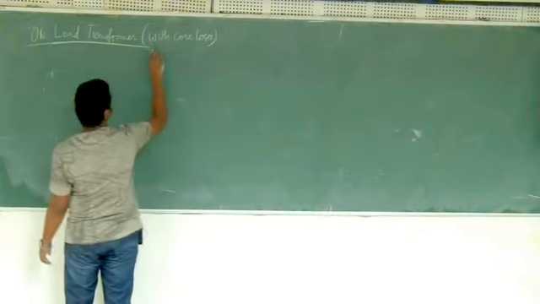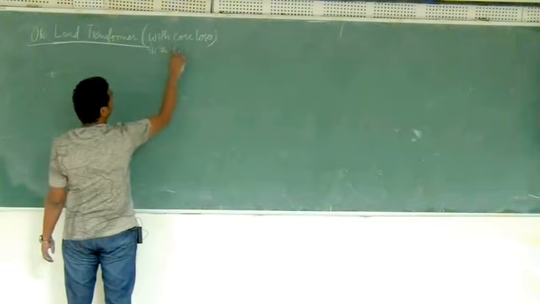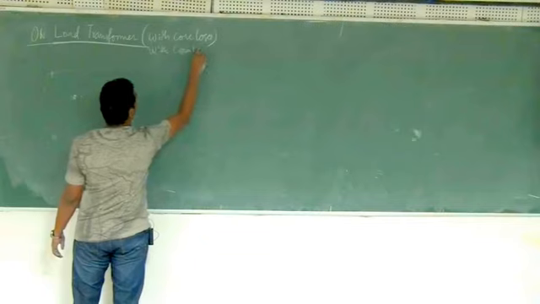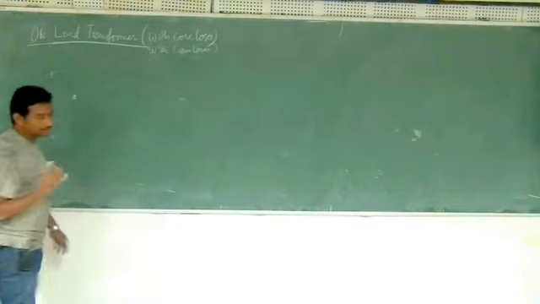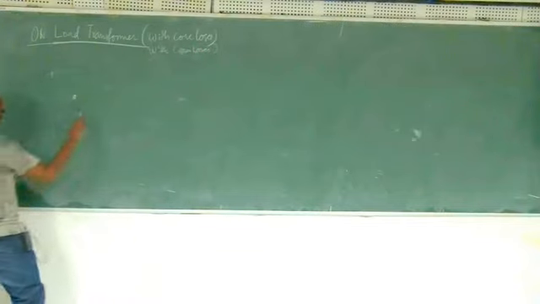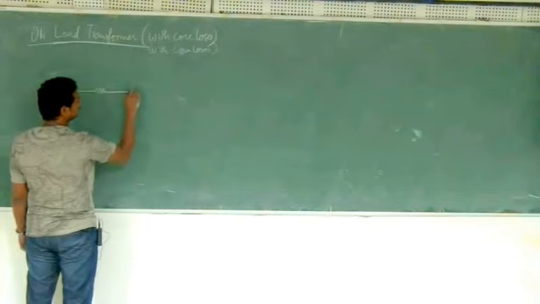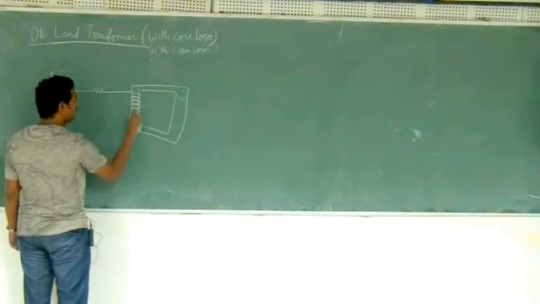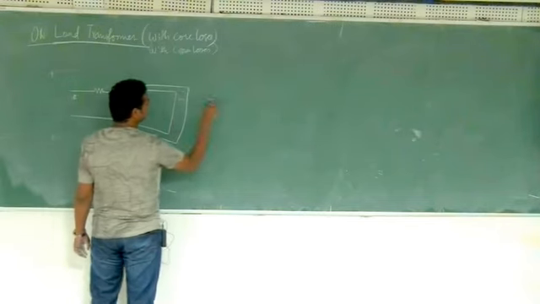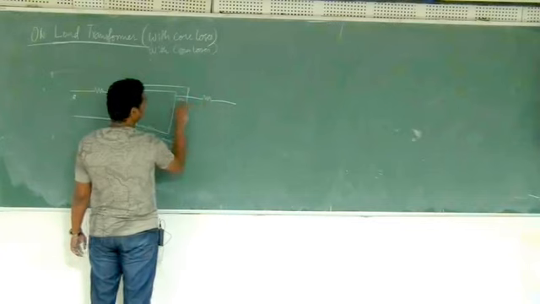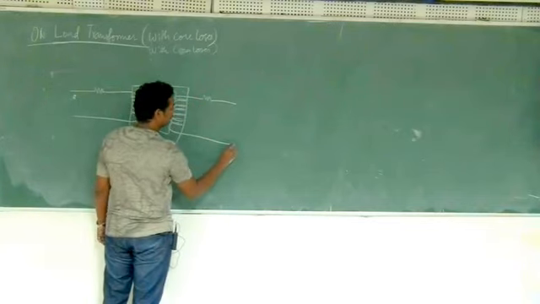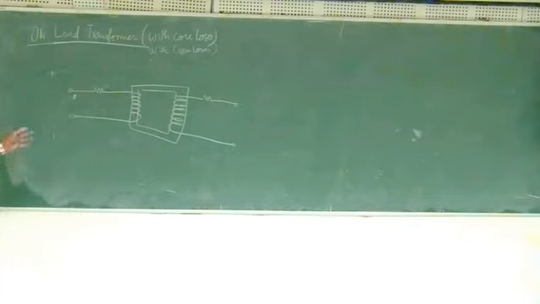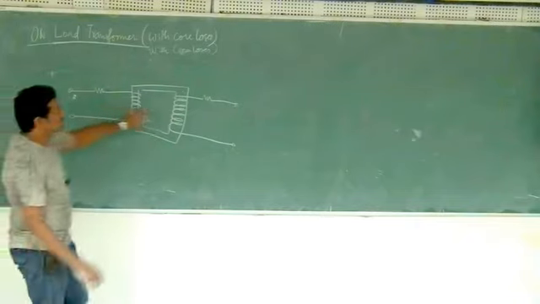With core losses and with copper losses. So now I am considering the resistance also. So the way it changes is simply like this. Everything is same, just only these two resistances I am introducing.